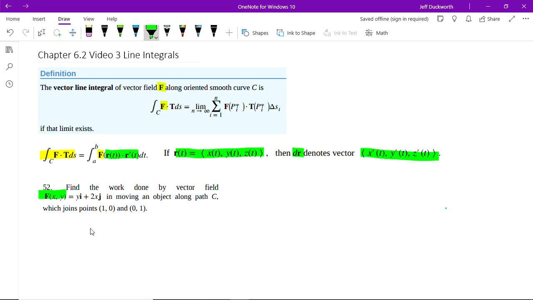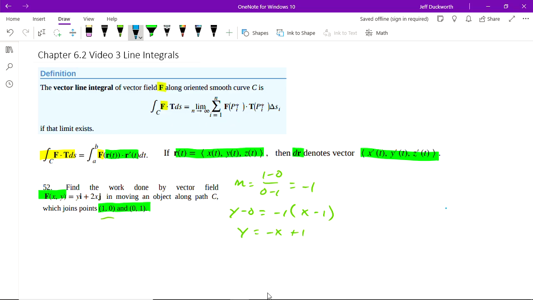So the field given there is y i plus 2x j, but we've got these points here, (1, 0) and (0, 1). So again, this is just 2 variables. It's a path from these 2 points. So we're looking at just a slope and a line. So our m is equal to (1 minus 0) over (0 minus 1), which is negative 1. I'll use the first point. So y minus 0 is equal to negative 1 times the quantity x minus 1. We're going from (1, 0). So y is equal to negative x plus 1.